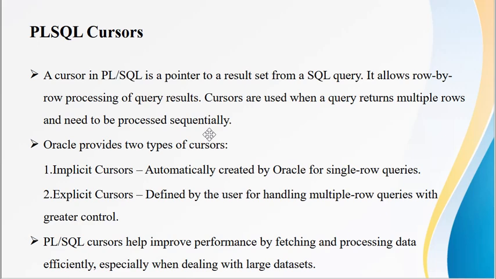And there are two types of cursors: implicit cursor and explicit cursor. This one is often asked in interviews. Implicit cursors are used by Oracle for single row queries, and explicit cursors are used by users, and they can handle multiple row queries.